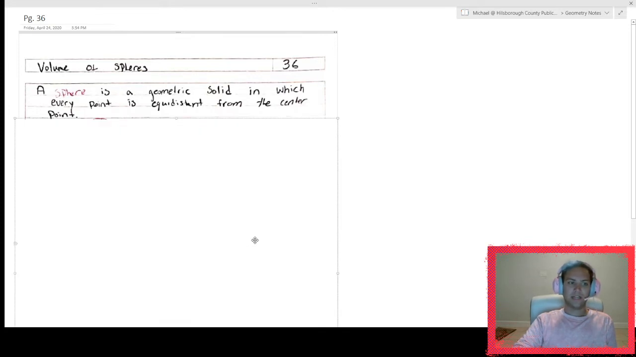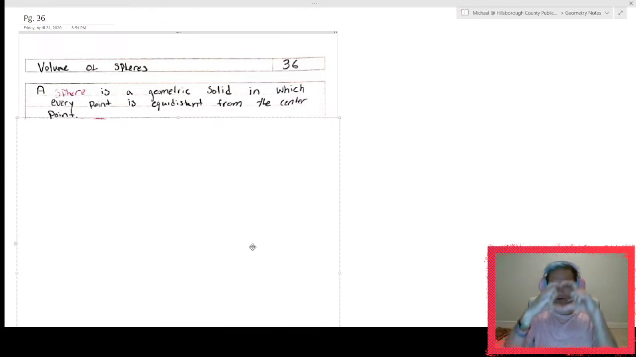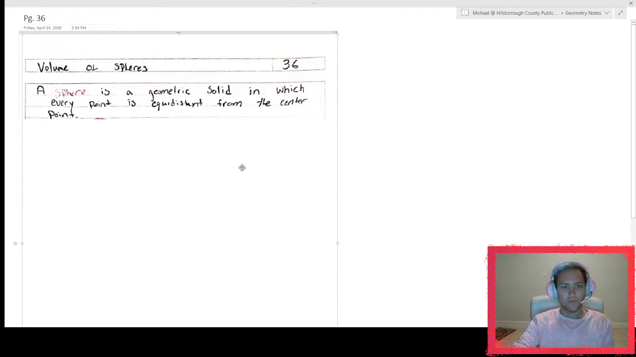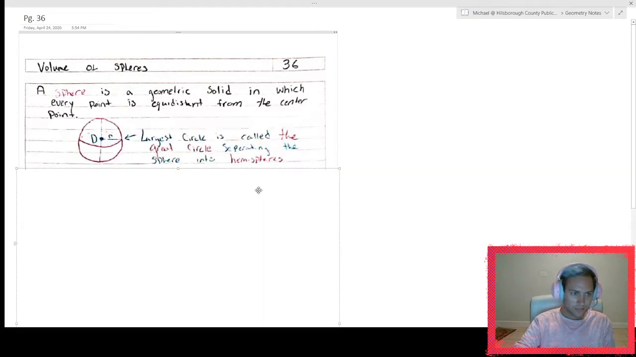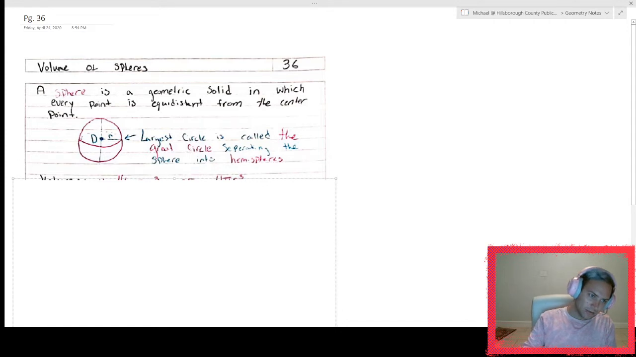A sphere is a geometric solid in which every single point on the side of the solid is equidistant from the center point. Kind of like a circle, right? A circle is a two-dimensional shape in which, here's your center, all these points around it are equidistant away. It's the same idea, just in three-dimensional space. So this is kind of what it would look like. You can't really see my dotted line in the back. It kind of got faded a little bit, but it looks like this in the back.